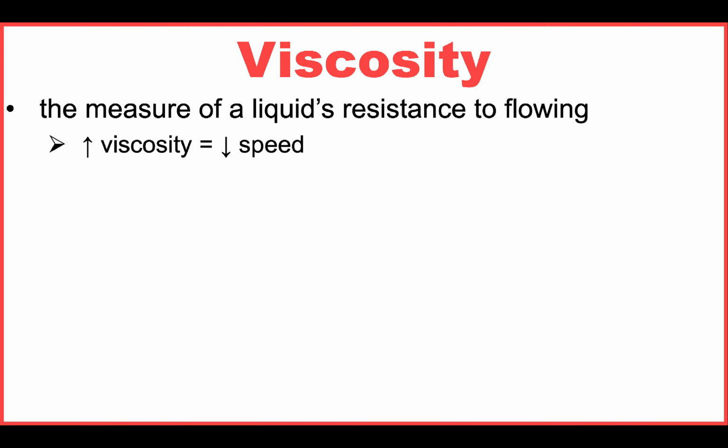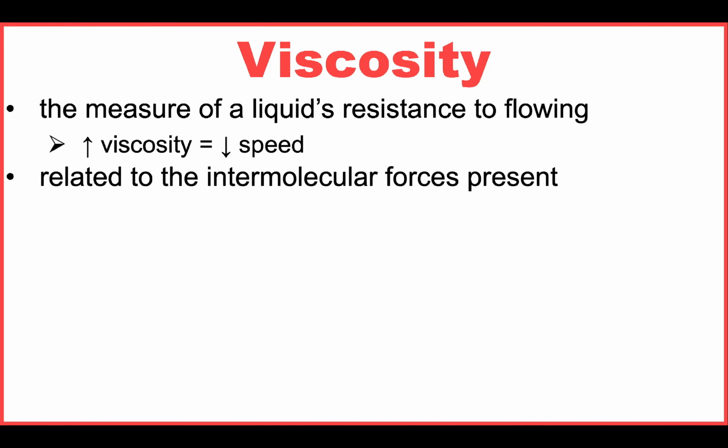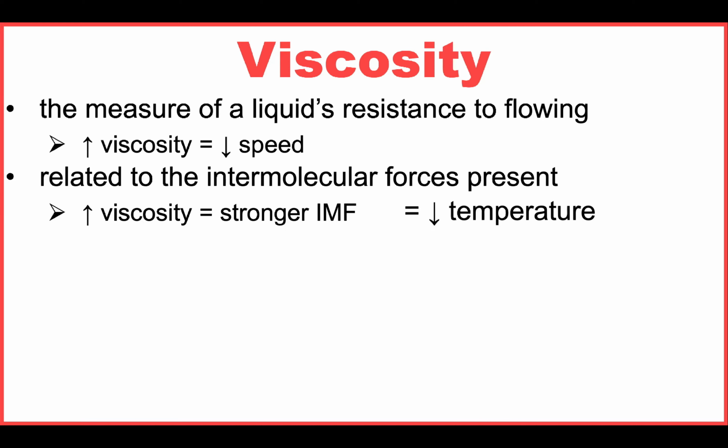Thus, a higher value means it has more resistance and therefore flows more slowly. So viscosity is related to the ease with which individual molecules move around in the liquid, and thus to the intermolecular forces. Take note that viscosity increases with stronger intermolecular forces and decreasing temperature. So IMF and viscosity have a direct relationship, while viscosity and temperature have an indirect or inverse relationship.